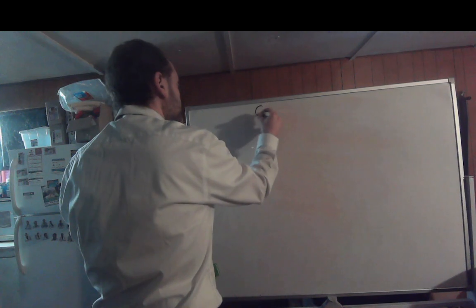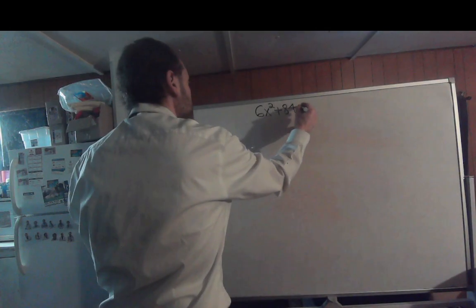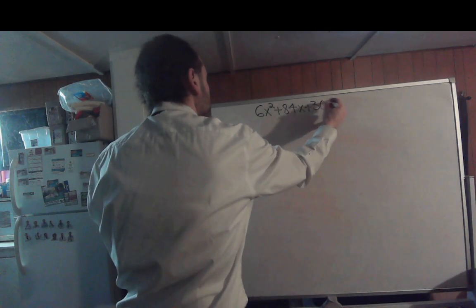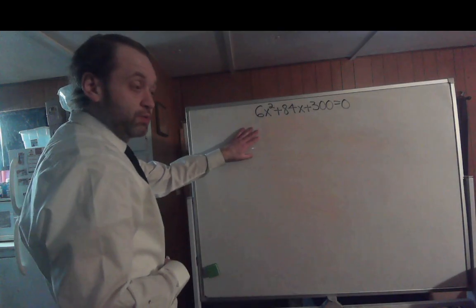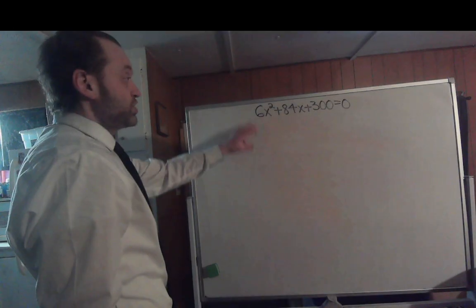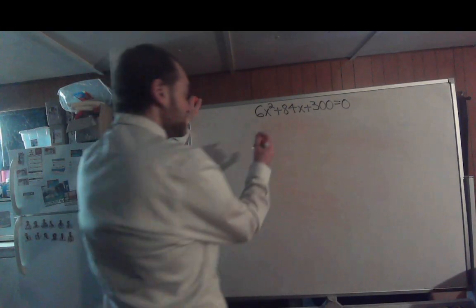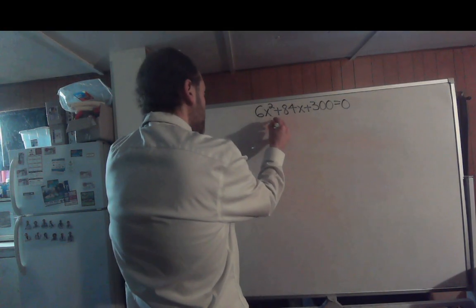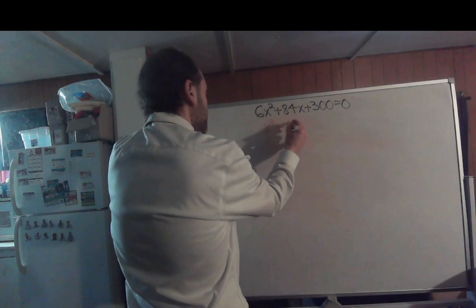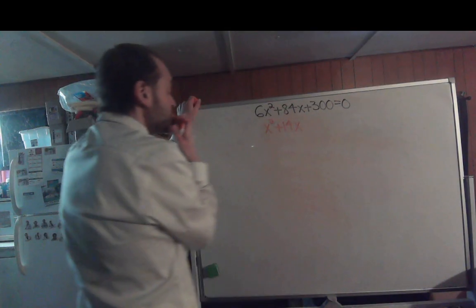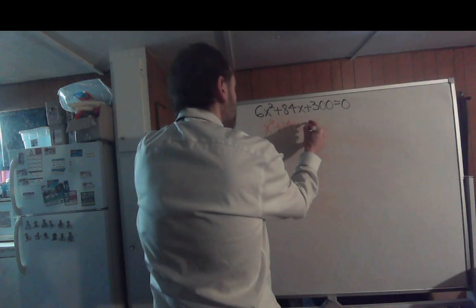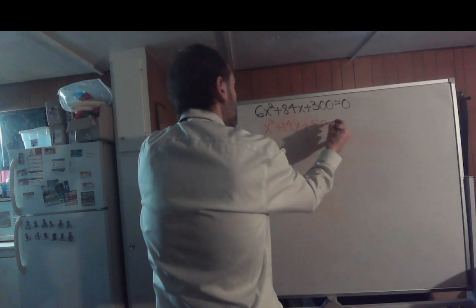Alright, 6x squared plus 84x plus 300 is equal to 0. Well, the coefficient on x squared is 6 and we need to make it 1. So divide everything by 6. You'll end up getting x squared plus 14x plus 50 would equal 0.